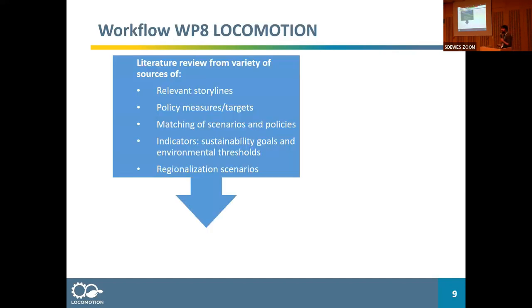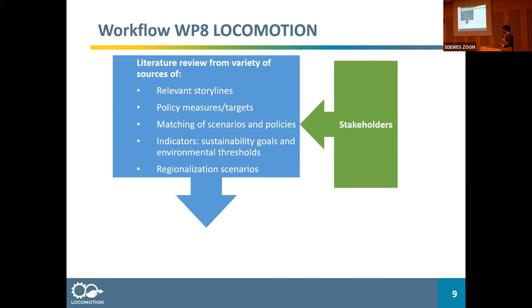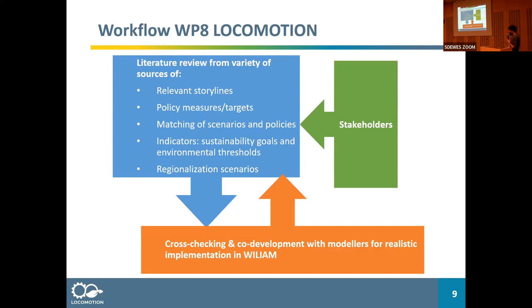Okay, so which was the workflow we applied in work package 8 of LOCOMOTION? Well, we started with a literature review of all these important elements of the scenario construction that I mentioned. We reviewed the literature from very different sources for storylines, policy measures, then for a matching of scenarios and policies, indicators, regionalization, etc. We got some feedback from stakeholders to refine, and then there has been a constant iteration with modelers, because at the end, this is a co-creation process. In the work package, we can review the literature and make some recommendations, but then we need to check if the implementation in the model is possible. And then we can also give recommendations to set priorities.